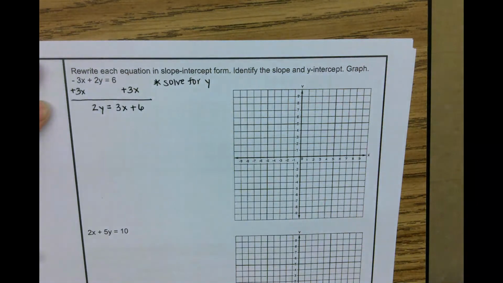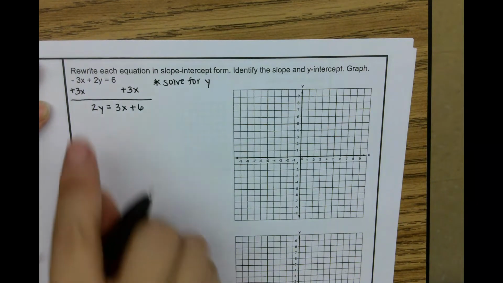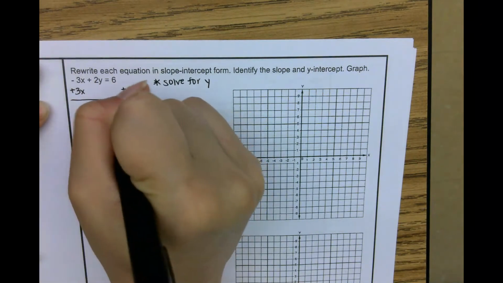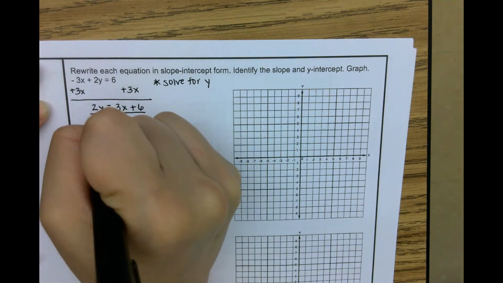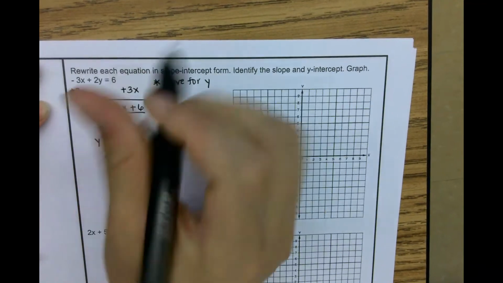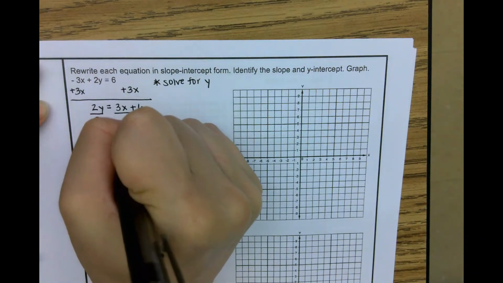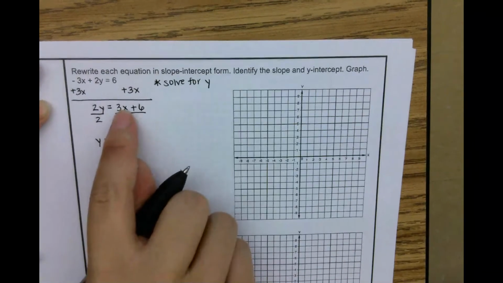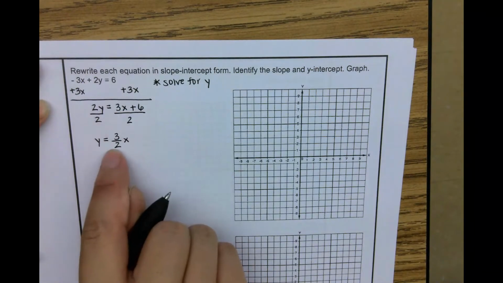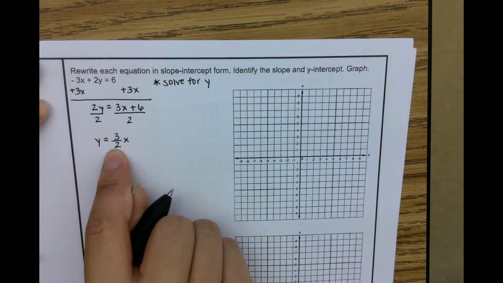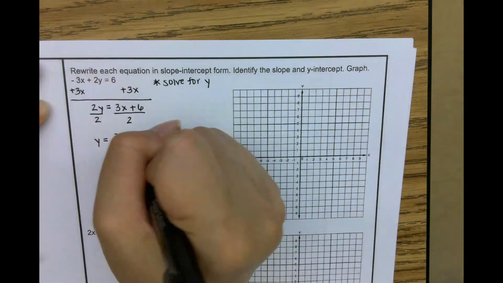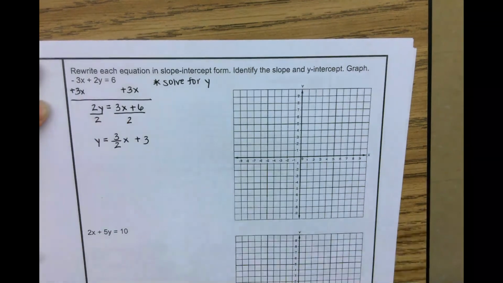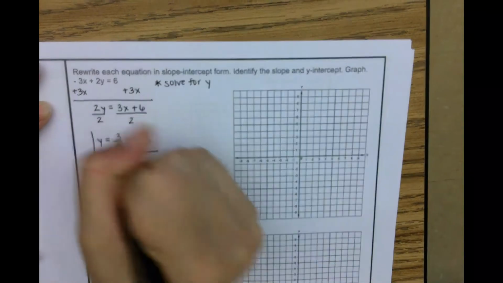Then, my y is still not by itself. This is 2 times y, so to get rid of the times, I'm going to divide. So y equals 3 divided by 2 is 3/2, so 3/2 x. The x is already being divided by 2 here. And then 6 divided by 2 is 3. So this is it in slope-intercept form now.